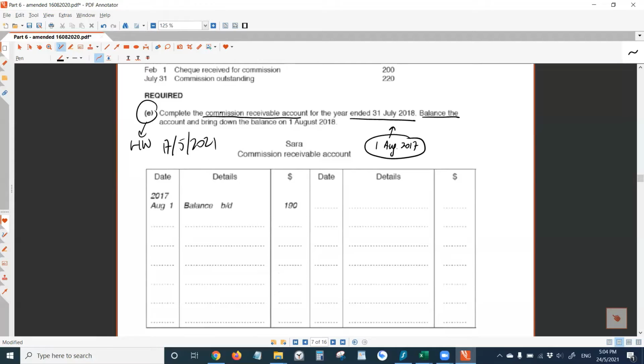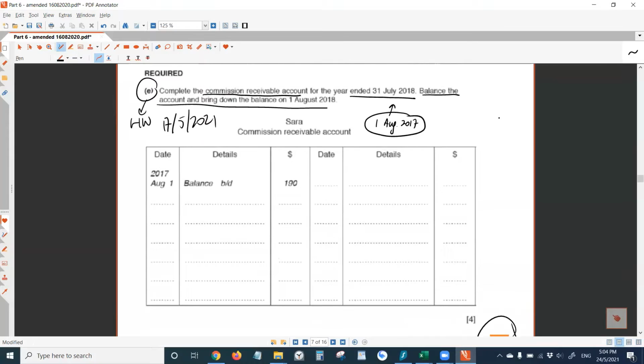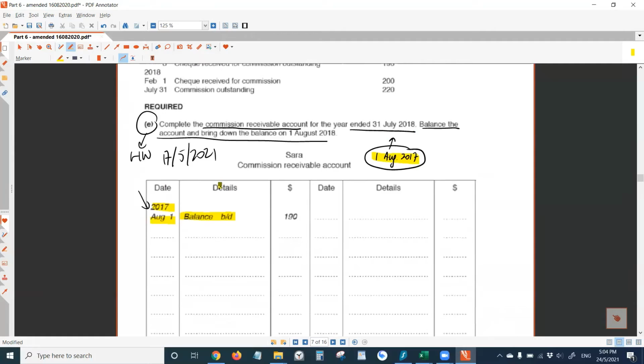The second line tells you to do the balancing process. Okay, so this question is for 4 marks. You have been given the opening balance. How do I know that this is an opening balance? Observe that there is a balance b/d here and it is at the beginning of the year. That's the reason this is known as an opening balance. That means you will not get marked for this 190 because they have written it for you.